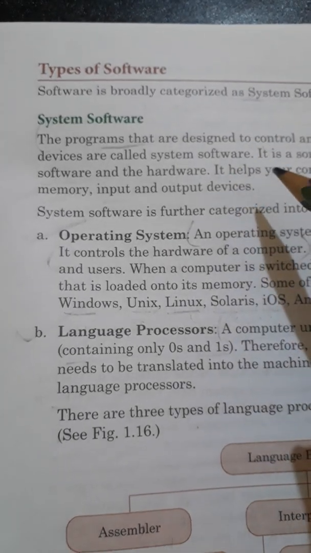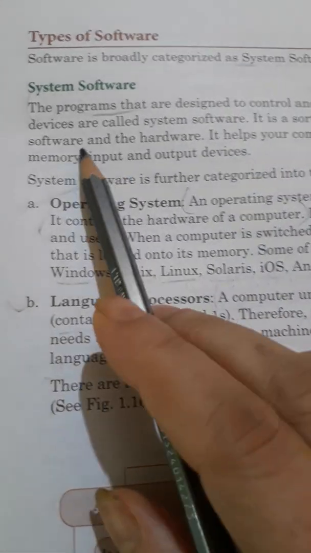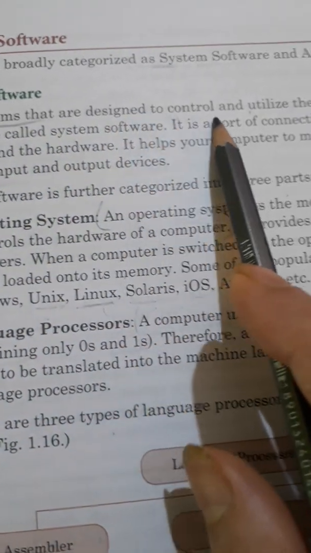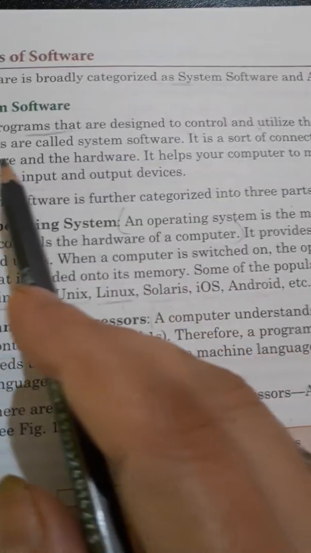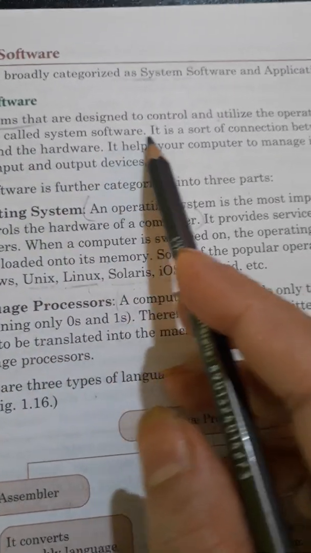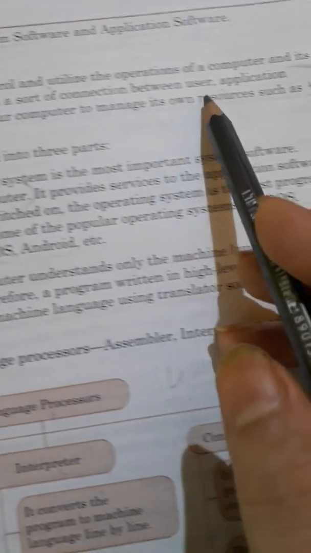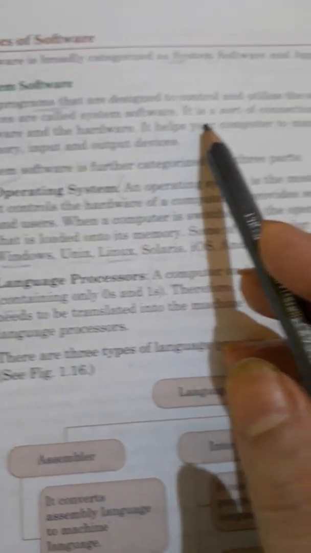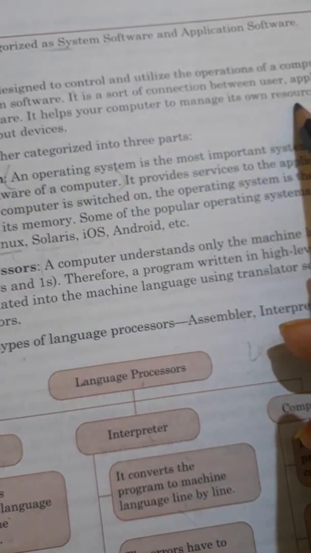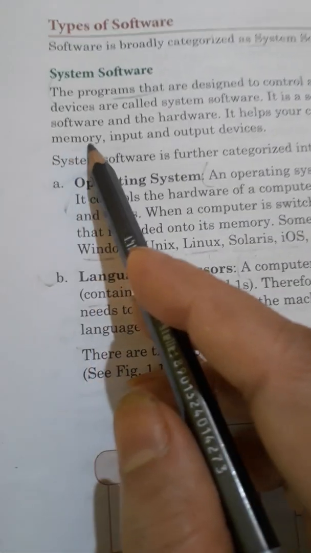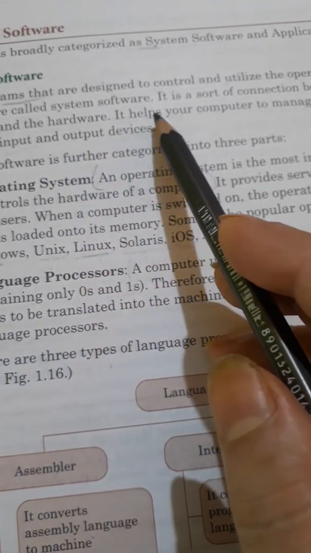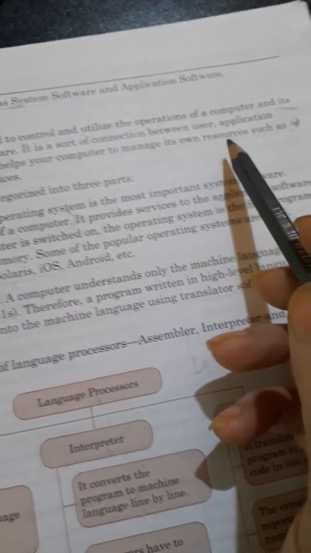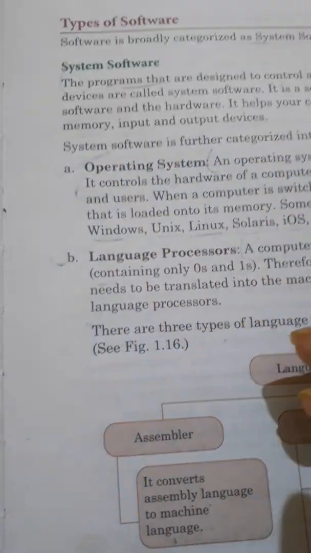Now elaborate on system software. What is system software? The programs that are designed to control and utilize the operation of a computer and its devices are called system software. It is a sort of connection between the user, application software and hardware. It helps the computer to manage its own resources such as memory, input and output devices.